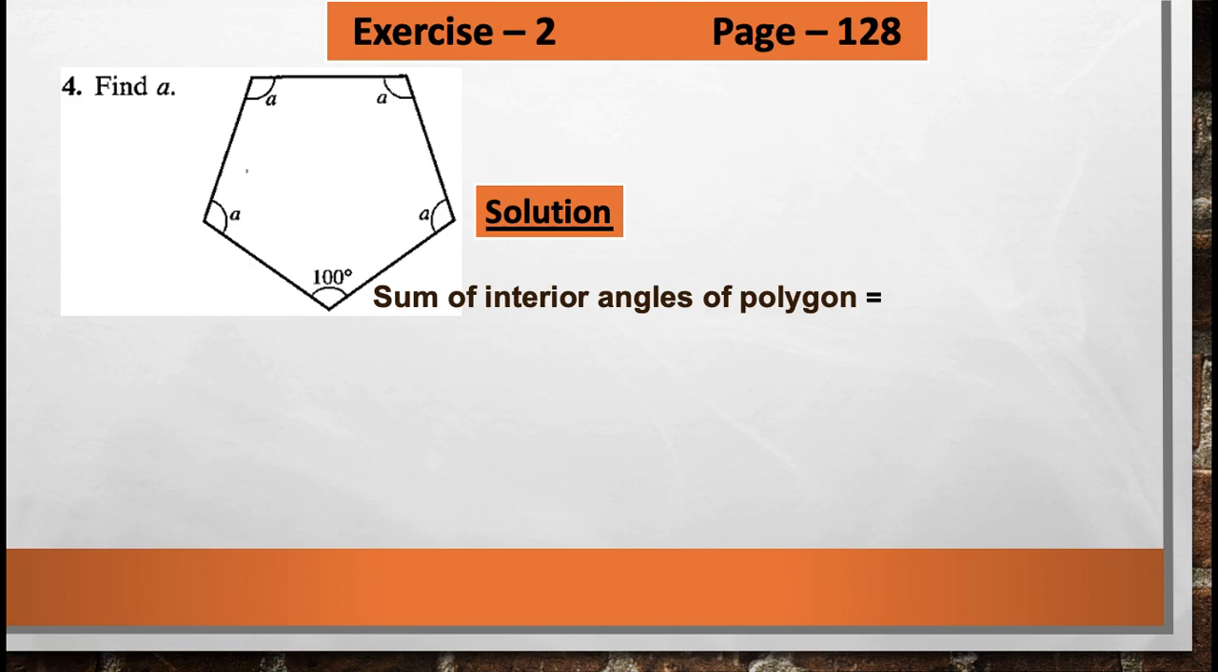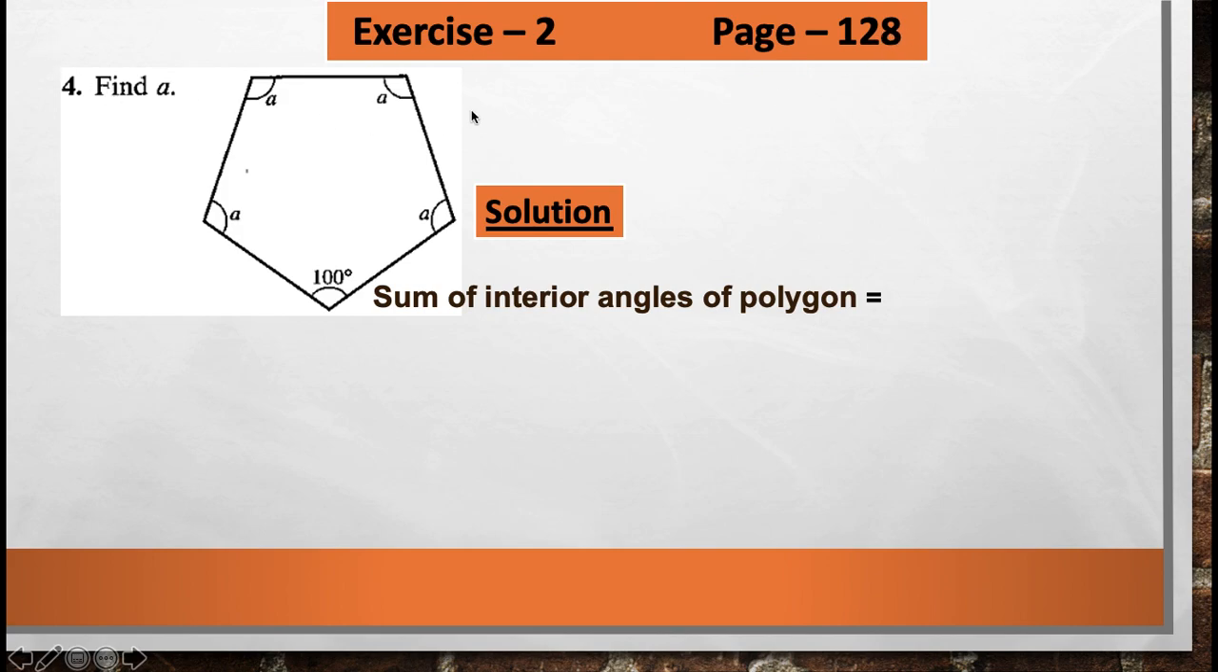Now students, we will start with the exercise questions. The first is Exercise 2, page 128. Students, please take out your textbook, page 128. Hope all of you have opened the textbook. The first question we are going to solve now is question number 4. Please, have you opened your textbook, students? Take out page 128.